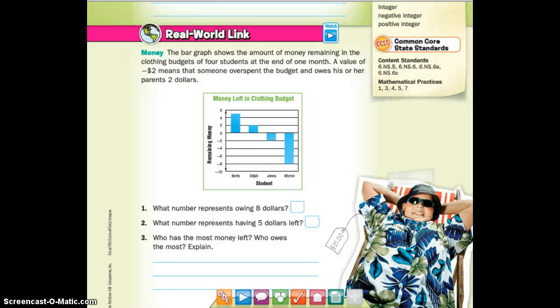This is Miss Morris. We're going to start in Chapter 5. Chapter 5 starts on page 345. Chapter 5, Lesson 1 is titled Integers and Graphing. Prior to going over the lesson, we're going to watch a video.